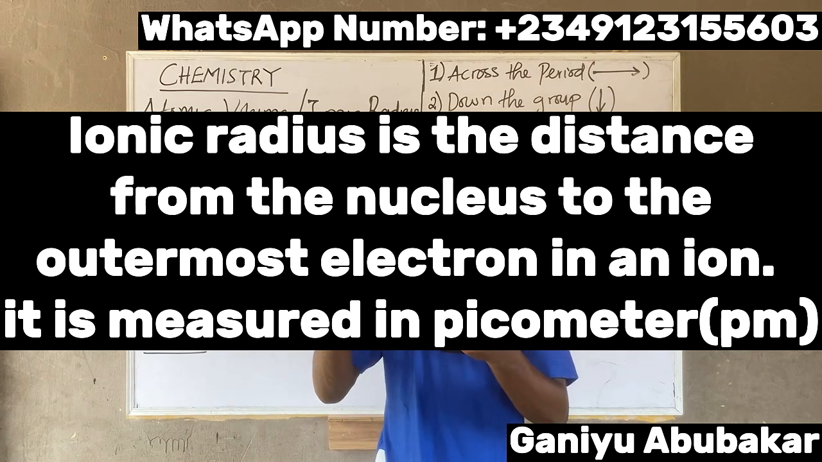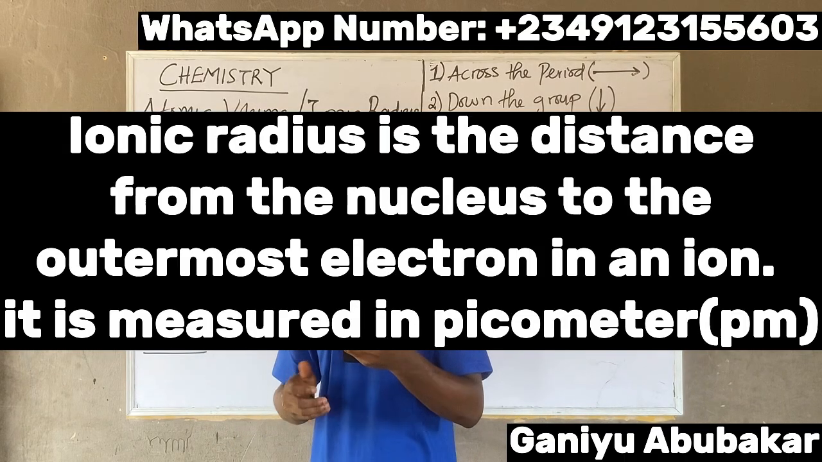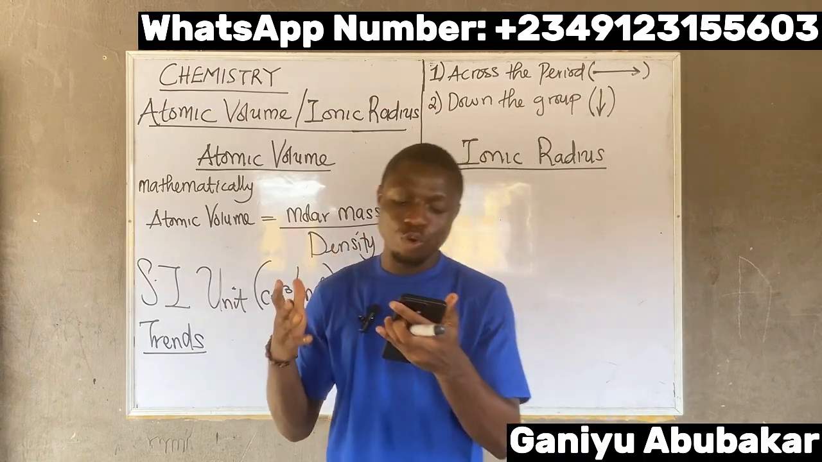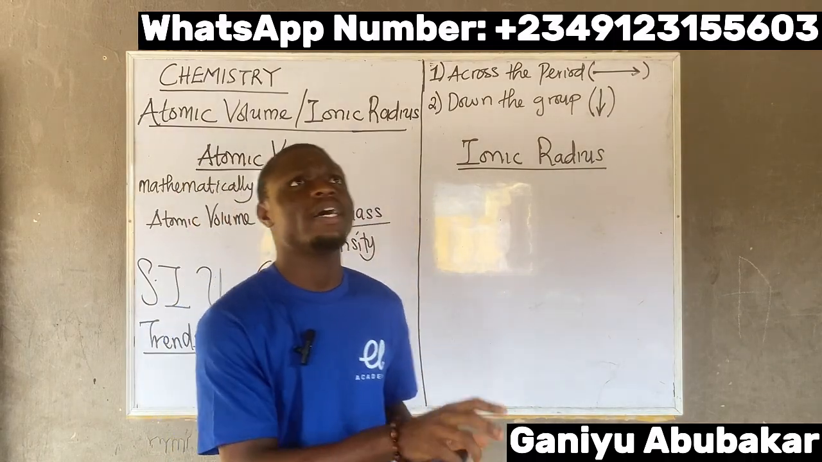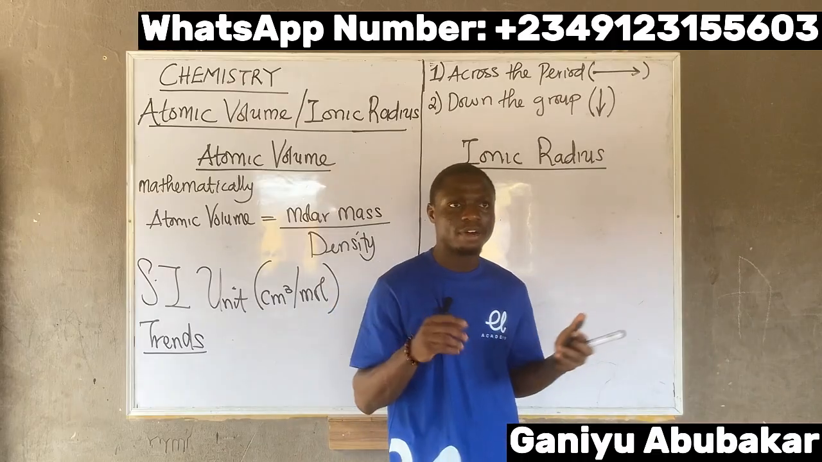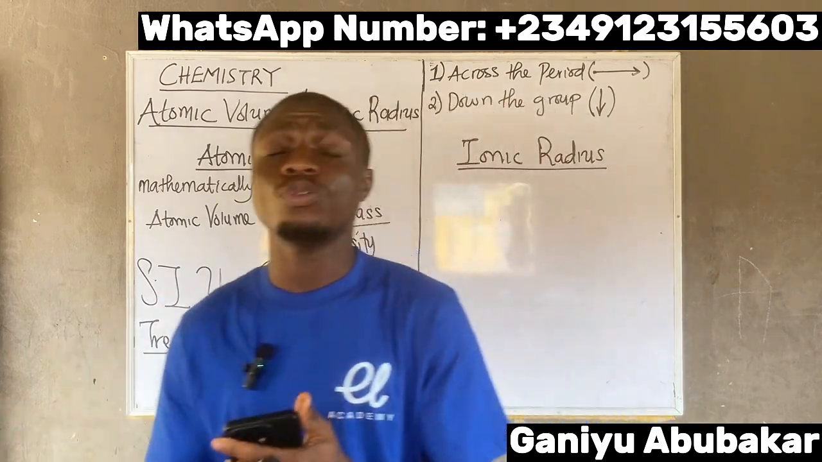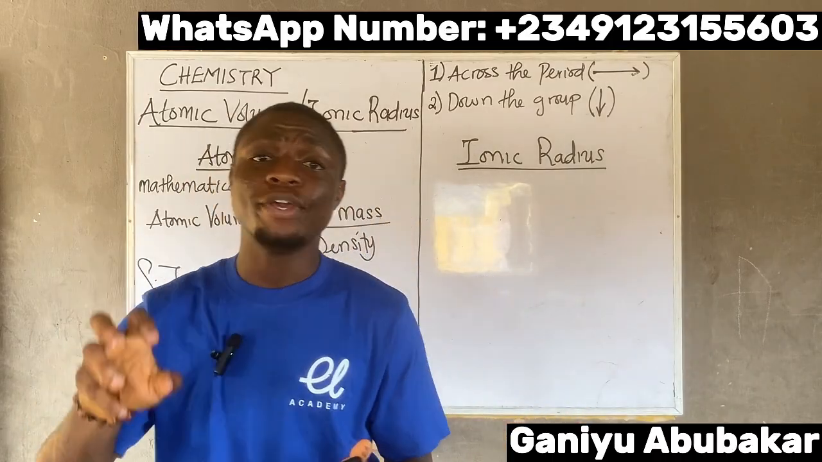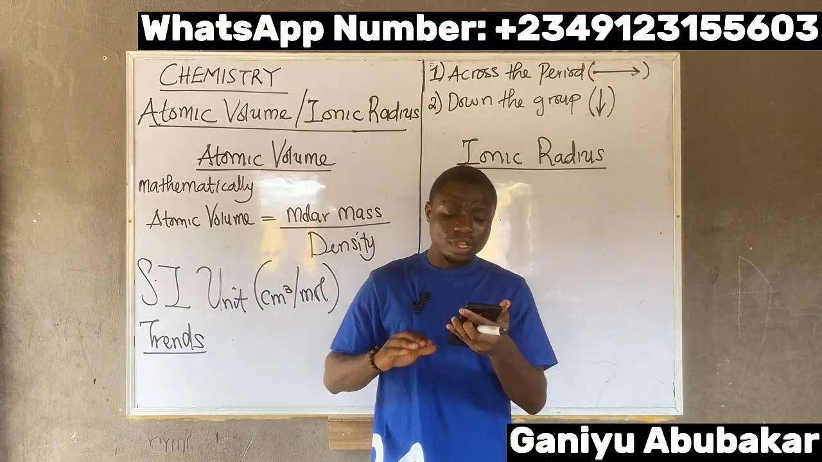I said ionic radius is the distance from the nucleus to the outermost electron in an ion. Moving on, it is measured in picometer, in brackets pm. So pm stands for picometer. The way we have millimeter, centimeter, decimeter, and whatever, we also have what we call picometer, right? So picometer is the unit used when it comes to atomic radius. So you don't use kilometer or meters, you use picometer. The spelling will be shown on the screen. So that's by the way.